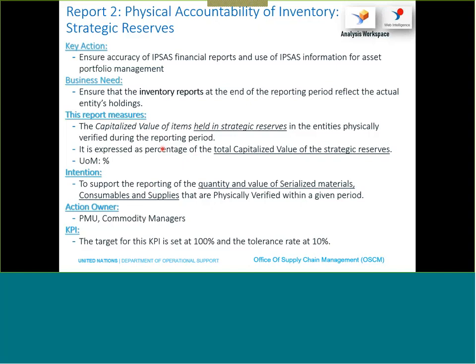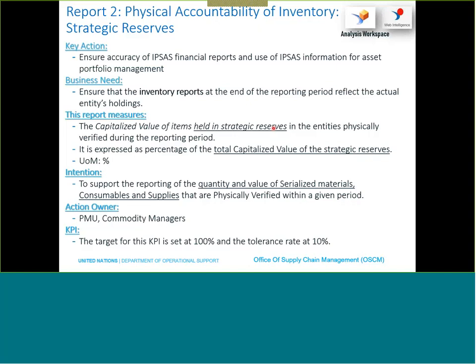It's expressed as a percentage of the total capitalized value of strategic reserves. It's expressed in percentages, as it's said in the sentence before. And the intention of this report is to support the reporting of the quantity and value of serialized materials, consumables, and supplies that are physically verified within a given period. We also have the action owner, as we've seen so far, and the target of this KPI that is set at 100%, and tolerance rate at 10%.